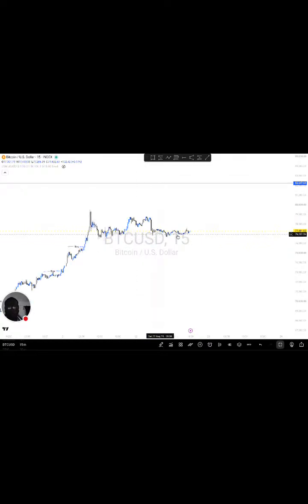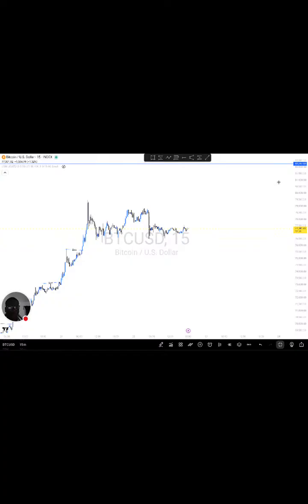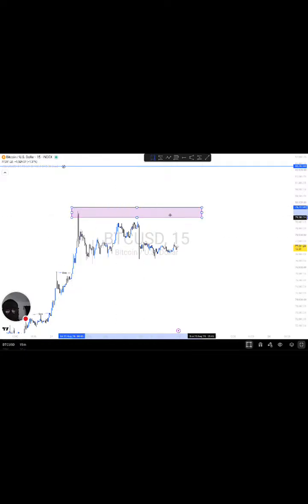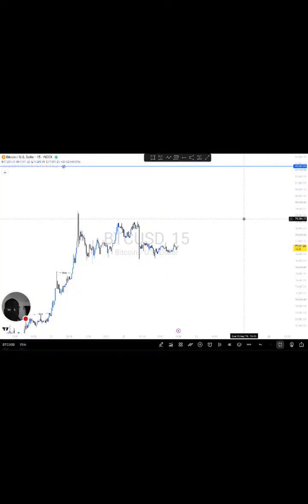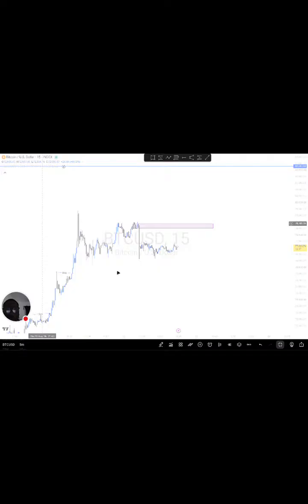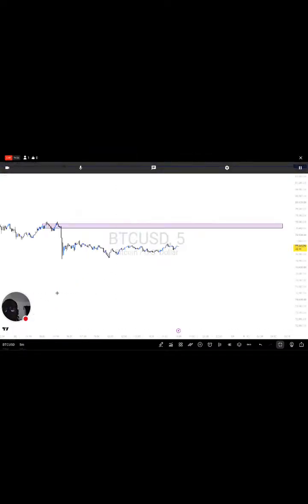So there is no entry currently on BTC using the SMC strategy, but you can still spot another block around it. So let me go to the 5-minute time frame. There's no entry on the 15-minute time frame.